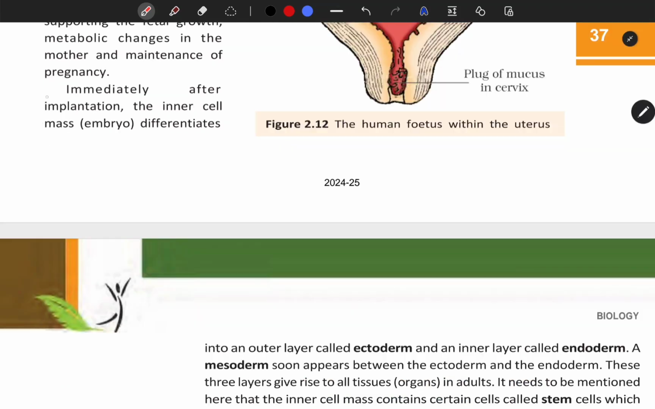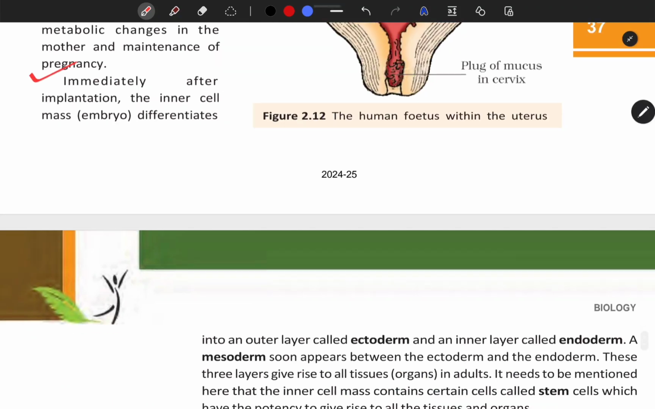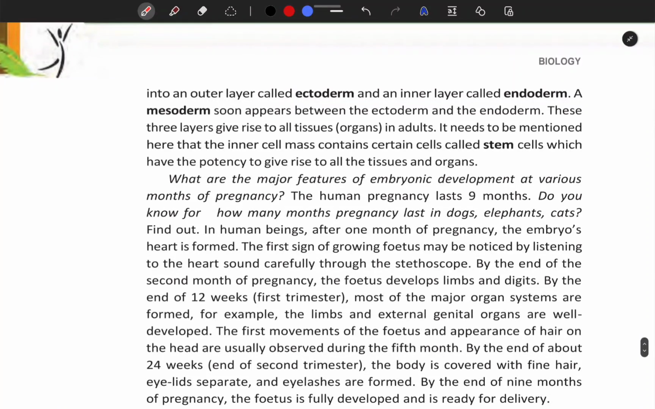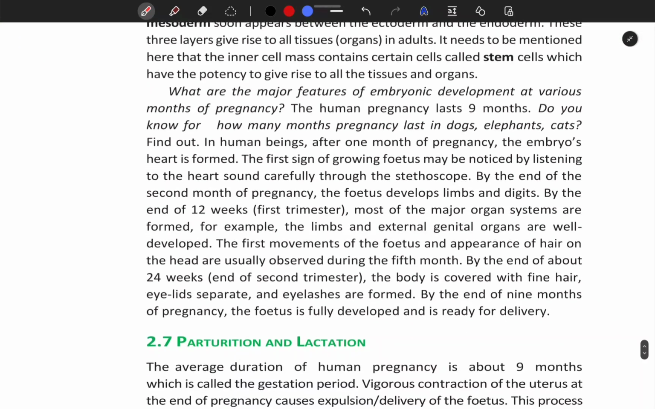Immediately after implantation, the inner cell mass, that is embryo, differentiates into an outer layer called ectoderm and an inner layer called endoderm. A mesoderm soon appears between the ectoderm and endoderm. These three layers give rise to all tissues, that is organs, in adults. It needs to be mentioned here that the inner cell mass contains certain cells called stem cells which have the potency to give rise to all the tissues and organs.